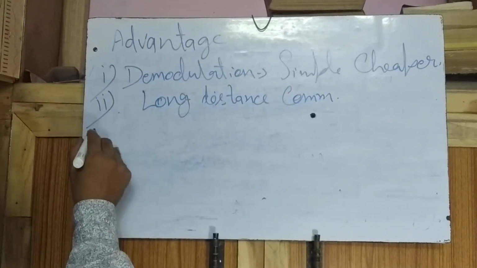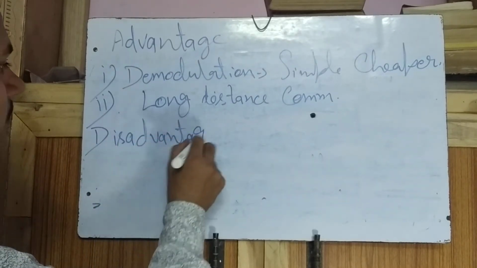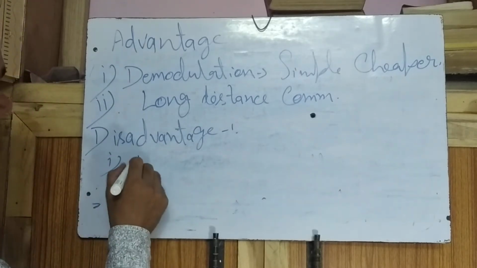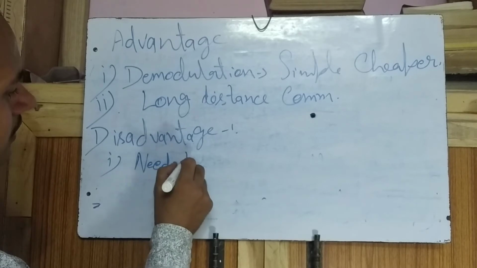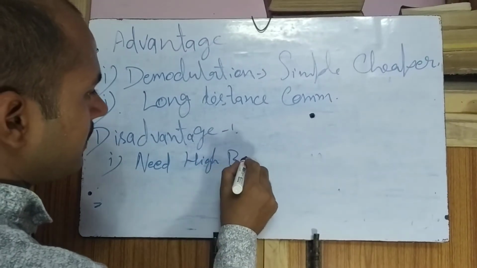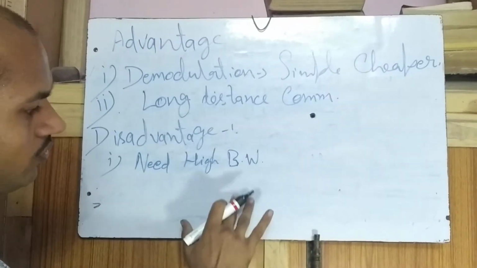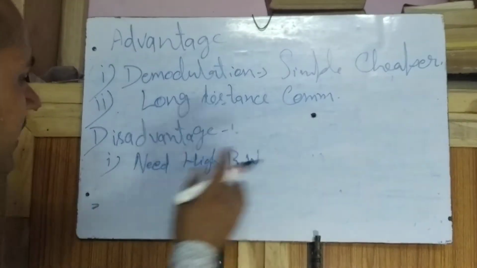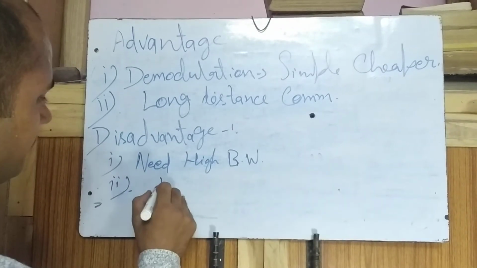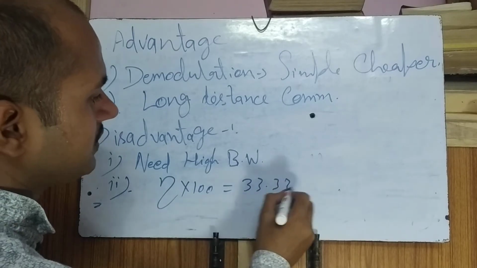What are the disadvantages? The disadvantage is it needs high bandwidth. How much? 2 omega, with respect to SSB and VSB, where only omega is needed. Here it is 2 omega. Second, its efficiency is very less, that is 33.33%.